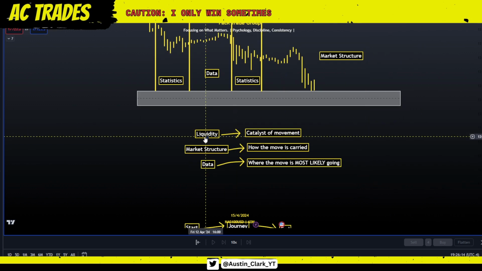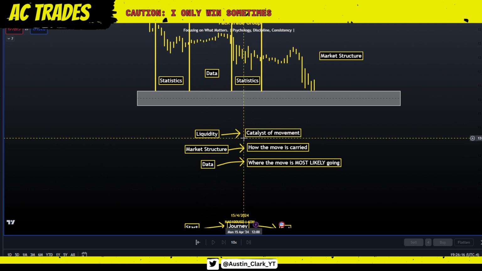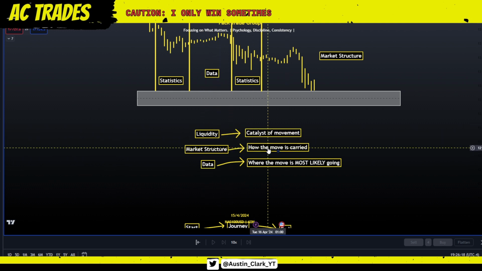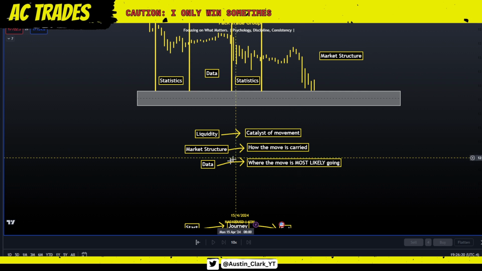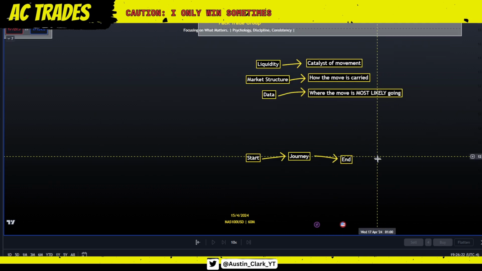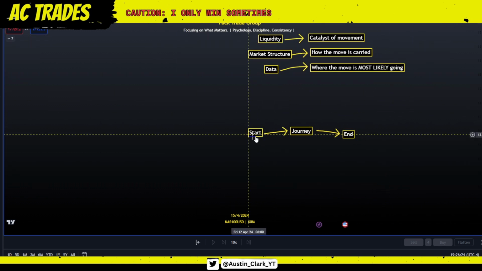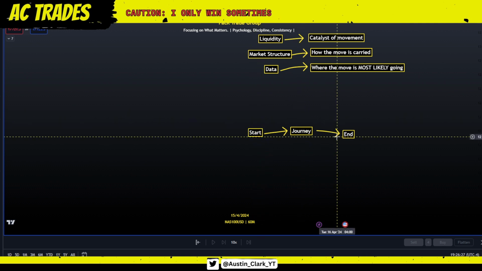So that's what I wrote down right here. The liquidity is the catalyst of the movement. The market structure is how the price is carried. And then the data is where the price is most likely going, aka start, journey, and end.